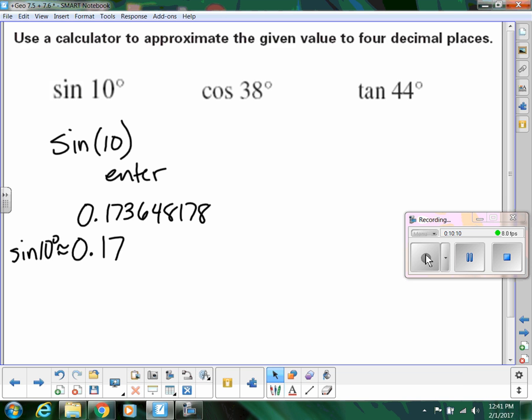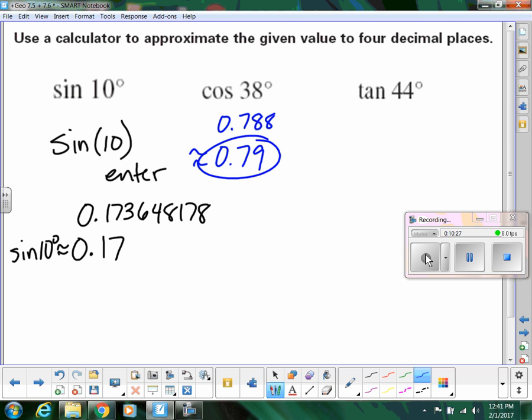Okay, so now do cosine of 38 in your calculator. If you do that, you should get 0.78, and mine has 88, so I would round that to 0.79.